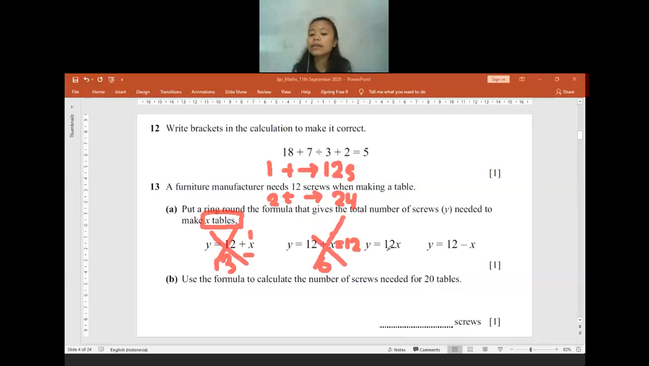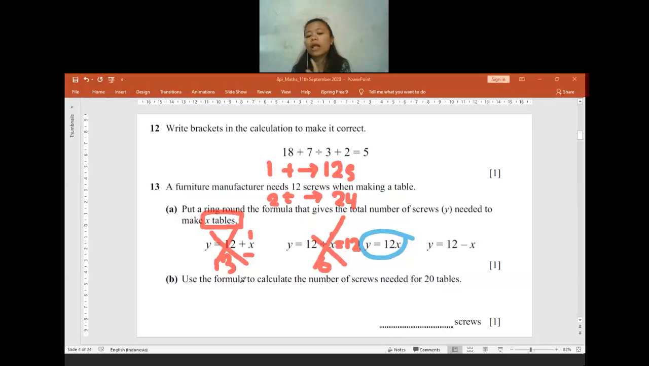Now we check the third equation. For the first table, we need 12 screws. So 12 times 1 is 12, correct. When I check two tables, it is 12 times 2, which is 24. All of them are correct. So the answer is the third equation. Is there anyone who is confused, or maybe my explanation is confusing? No? Okay, if you have no confusion, I will move to question b.